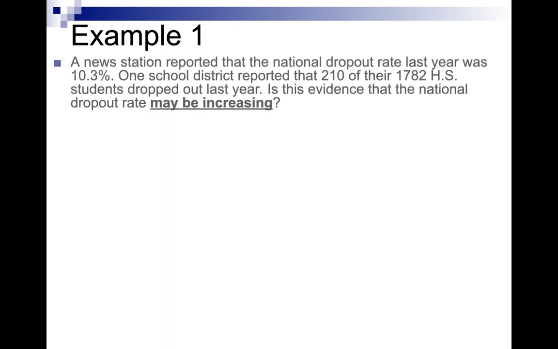Okay, let's see what that looks like in an example. This was an example I took from the textbook. So let's take a look at that. A news station reported that the national dropout rate last year was 10.3%. One school district reported that 210 of their 1,782 high school students dropped out last year. Is this evidence that the national dropout rate may be increasing?